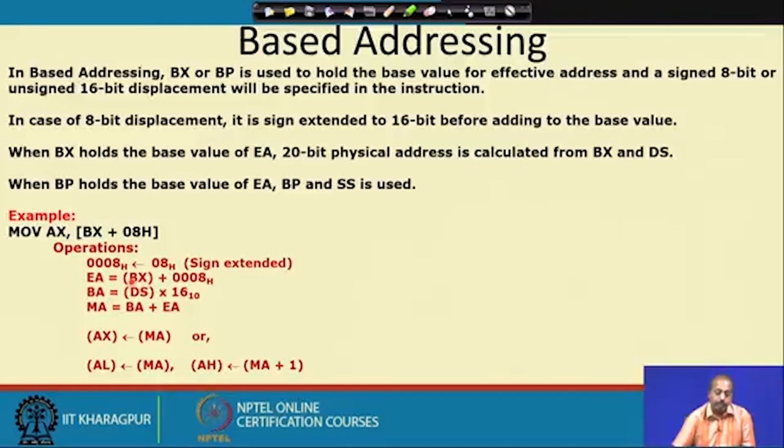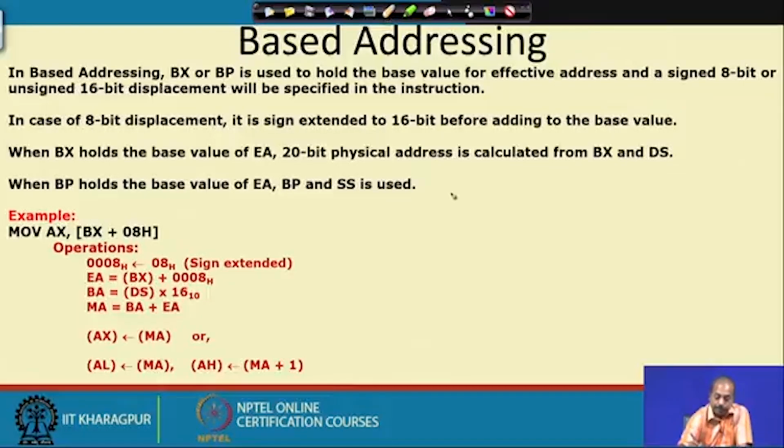If the content of BX is, say, 1000, then after this addition the effective address will become 1008. The base address is DS into 16, and the memory address that is generated is this base address plus this effective address. Then this AX register will get the content of the memory location whose address is this memory address MA. Or you can say that AL gets the content of MA and AH gets the content of MA plus 1.